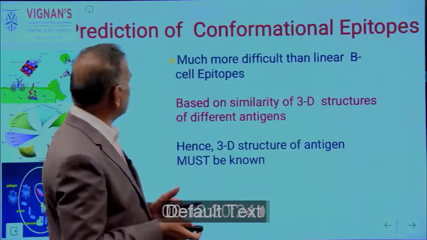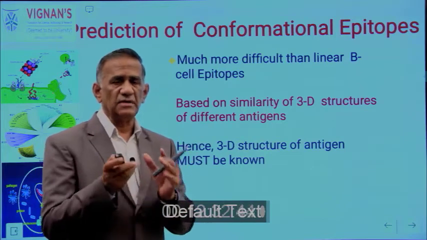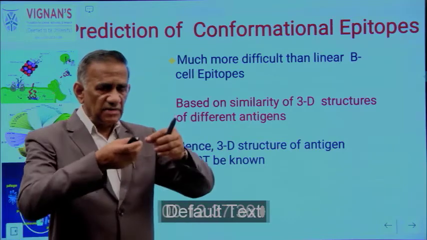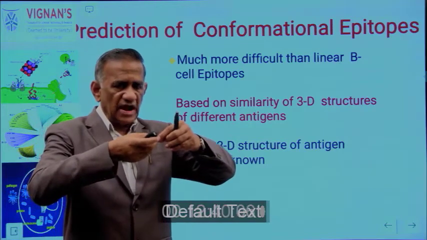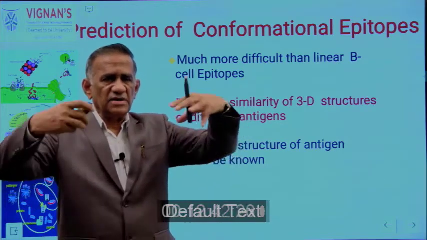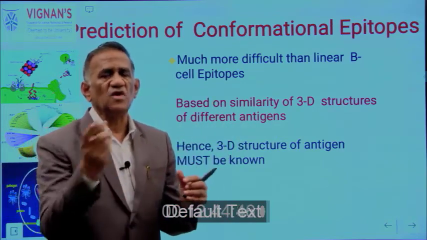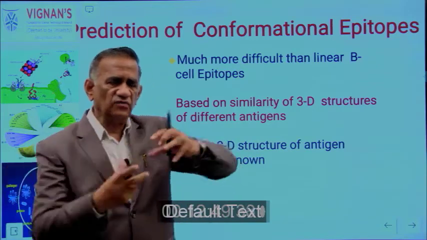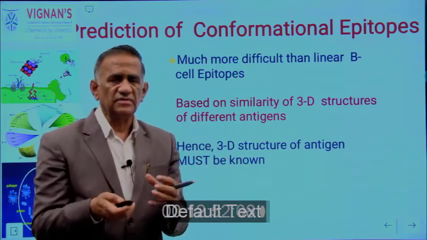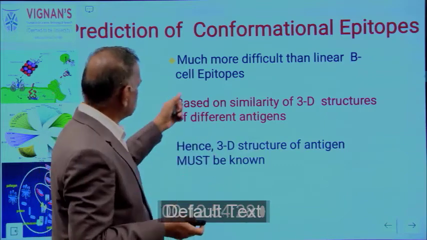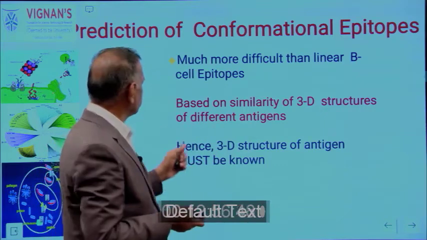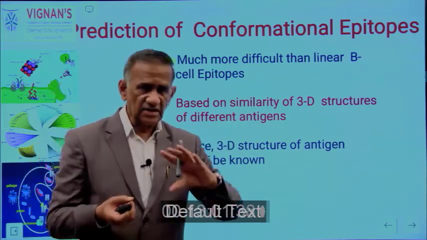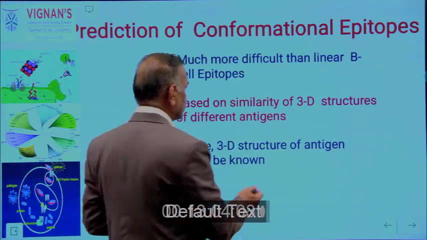Now, let us see the prediction of conformational epitopes. Conformational epitopes are a little bit difficult compared to the linear epitopes, because linear means they bind to the antibody in a linear fashion. Conformational means the antigen, the protein, is always folded. Different foldings will come towards the Fab region of the antibody. So, it is much more difficult than linear B cell epitopes, and is based on similarity of the 3D structures of different antigens.